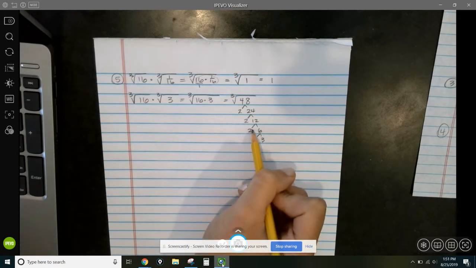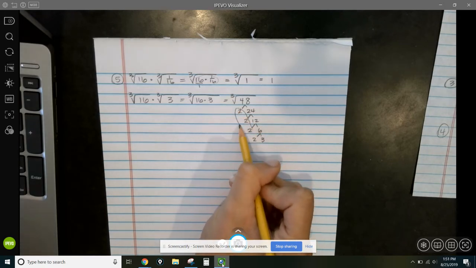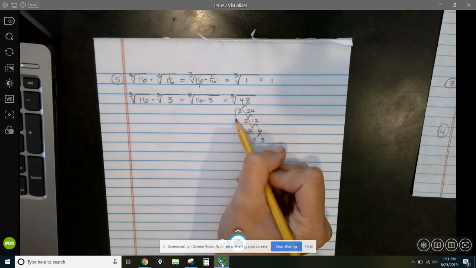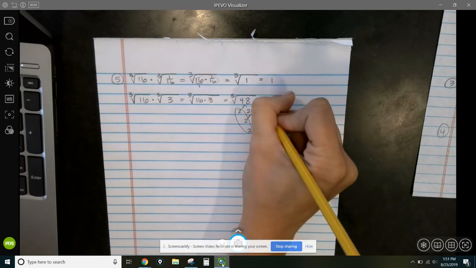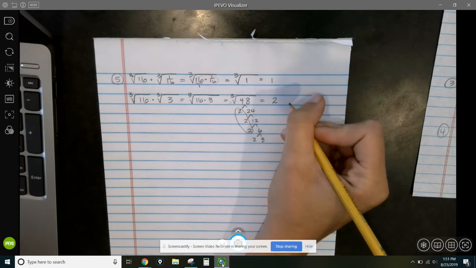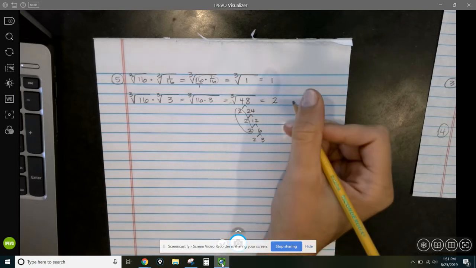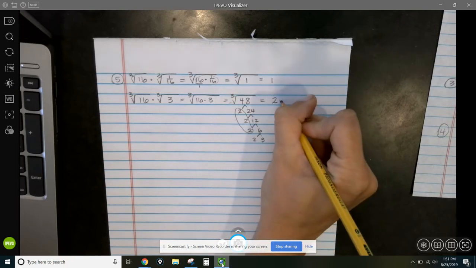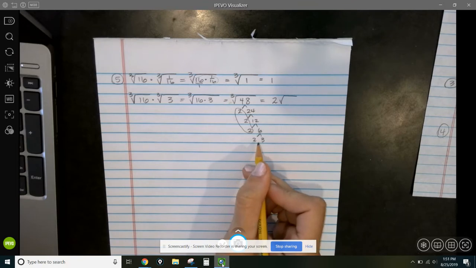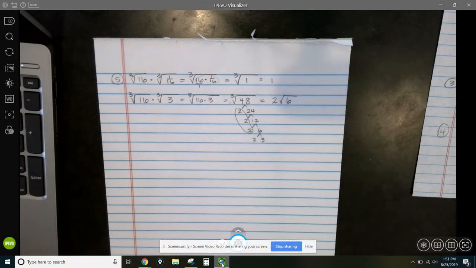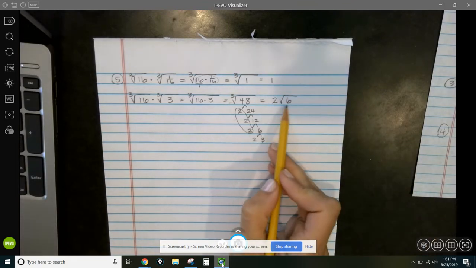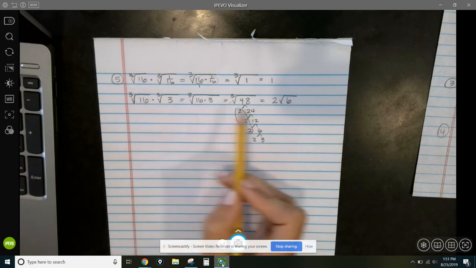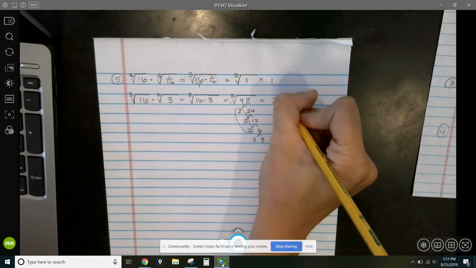So now I'm going to look for groups of 3, which I have a group of 3 right here. So these 2's can come out of the cube root symbol, and they will come out as just a 2. And left underneath, I have a 2 times 3. Those didn't have a group of 3 to go with, so they stay under the cube root symbol as a 6. So that's as simple as you can write this problem. 2 cube root 6.